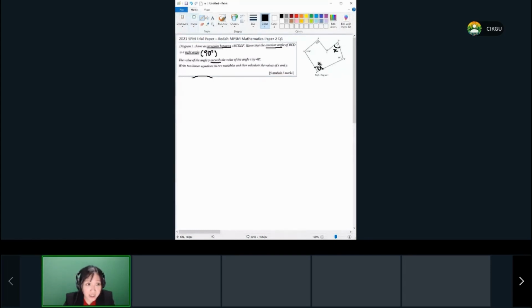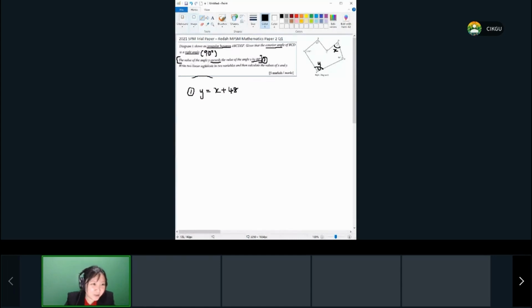This angle Y is bigger, more than the angle X by 48 degrees. That means Y is definitely bigger than angle X. You can see the size already, Y is bigger than X. Bigger by how much? Bigger by 48. That means here I can form an equation already. Equation number 1: Y equals X plus 48. A smaller angle plus 48 will equal Y. Done.